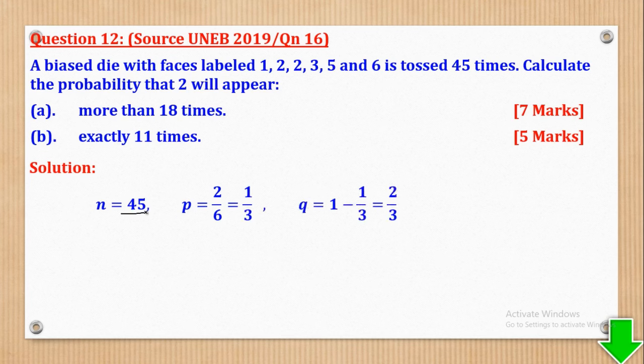So n is 45 and p is 2 over 6, because they said calculate the probability that a 2 will appear. So probability of success is the probability of getting a 2, and if you look at this sample space, the value 2 appears twice, and the total of the sample space is 1, 2, 3, 4, 5, 6. That is why you see here over 6, but you can still reduce to 1 over 3, meaning that q will now be 2 over 3.